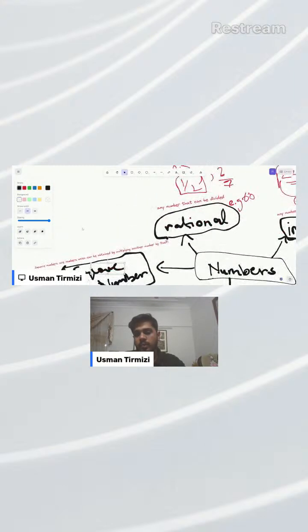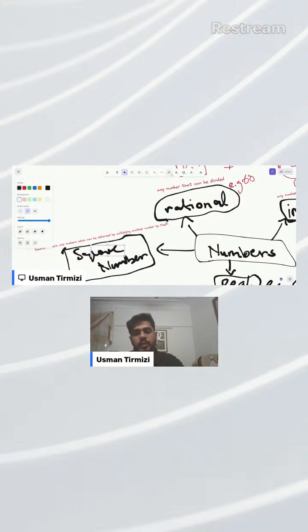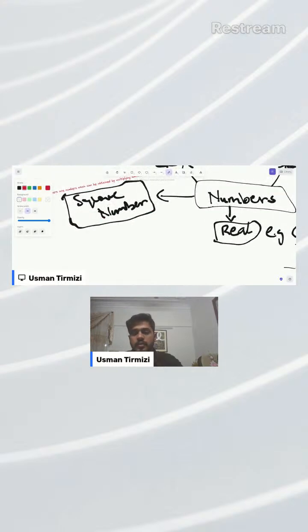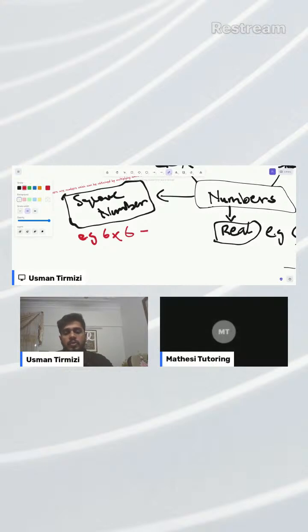So what do I mean by a square number? Any examples that come across your mind? Let me give you an example. If I say that I'm multiplying 6 with 6, then 36, which is the output, is a square number.